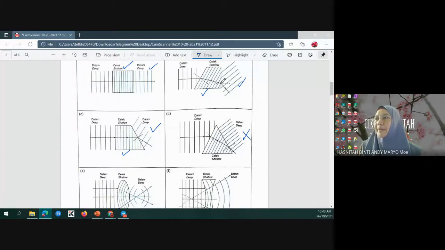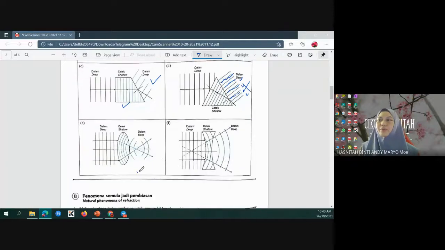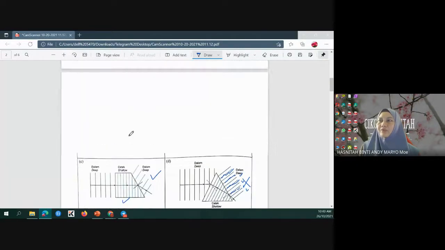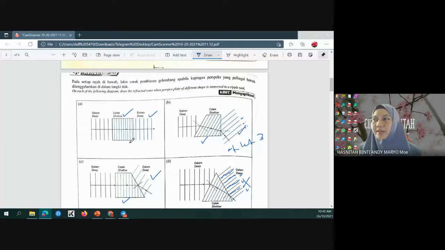How many lines should you draw? At least 3 wavefronts. You don't have to draw exactly the same number; it is enough for you to draw 3 lines. 1, 2, 3. This one also the same. You draw 3 lines, so this one you can erase to make the wavelength greater. Drawing 3 to show the wavelength is enough already. The same goes for the other drawing. I hope you are clear with this correction.